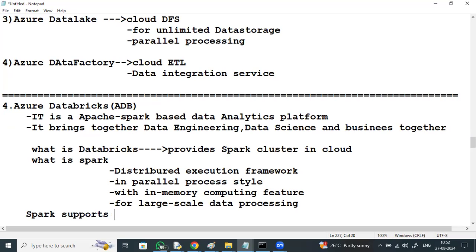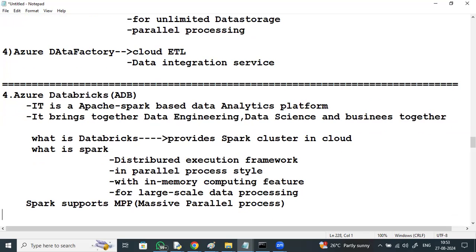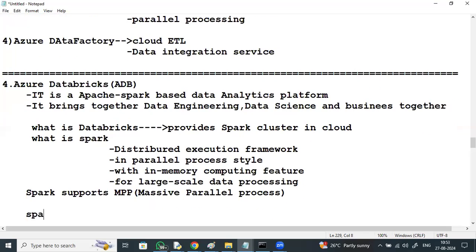Spark supports MPP. What is MPP? Sorry, not MMP, MPP. Spark supports MPP. What is that MPP? Massive parallel processing. Very high speed processing, which has got high demand in today's market, right?